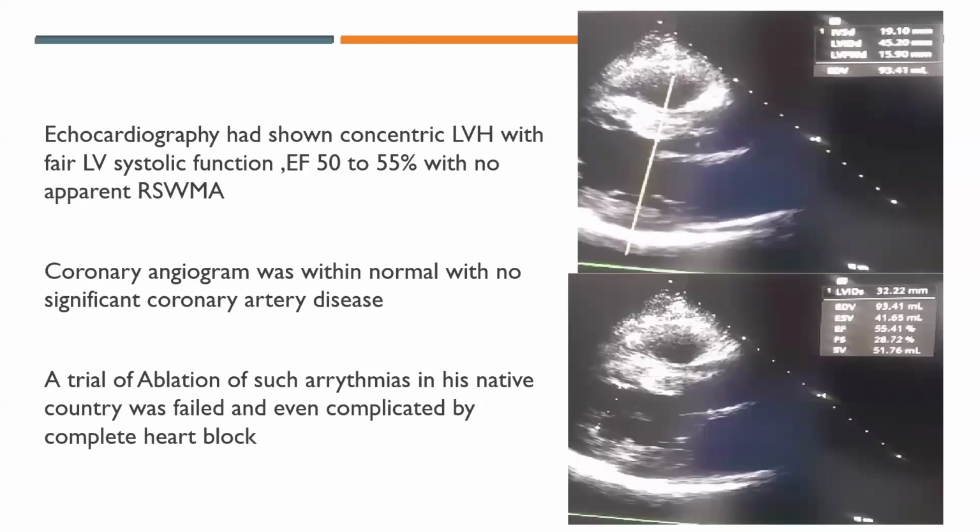About his echocardiography, the first thing when we see a wide complex tachycardia, we ask for echocardiography. His echocardiography shows concentric LVH, about 15 millimeters, with fair LV systolic function, about 50 to 55, but no apparent resting segmental wall motion abnormality. And of course, coronary angiography was done, and it was normal with no significant coronary disease.